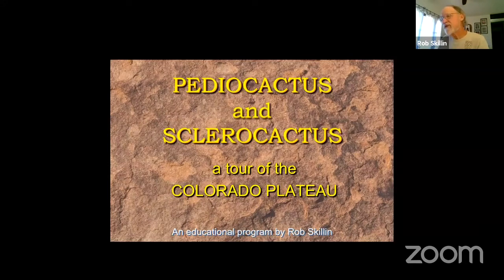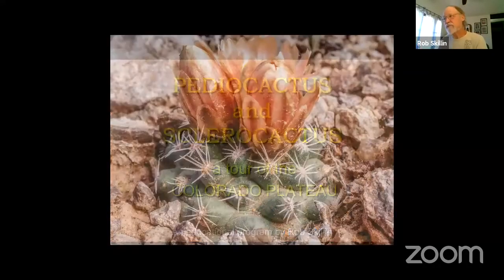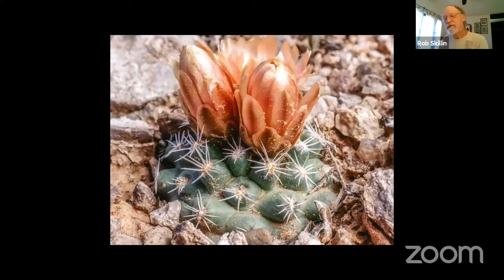Before we get started on this tour, I think it would be appropriate to talk a little bit about just what is a Pediocactus or a Sclerocactus. So let's start with Pediocactus. And you can see in this photograph, a typical Pediocactus. It's a small plant. It has a tubercled stem. It has no ribs, and the flowers arise from the upper side of the tubercles at the stem apex.